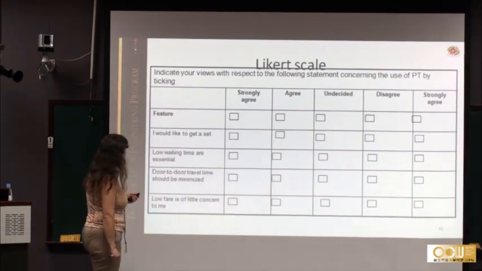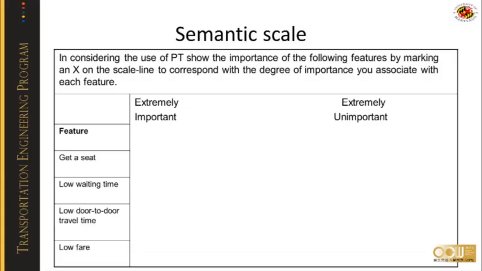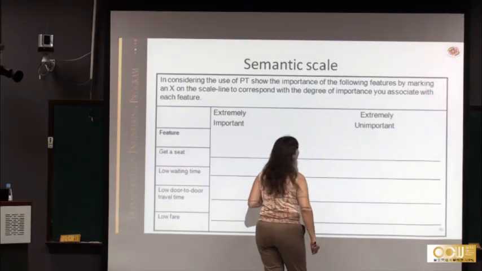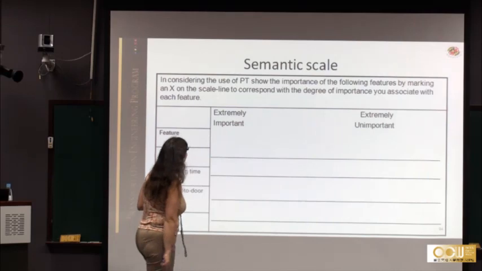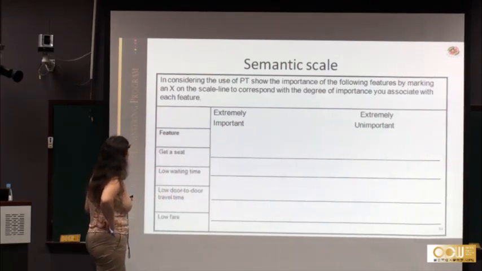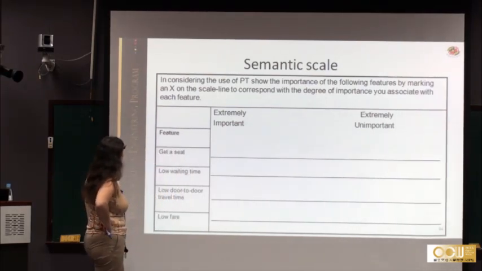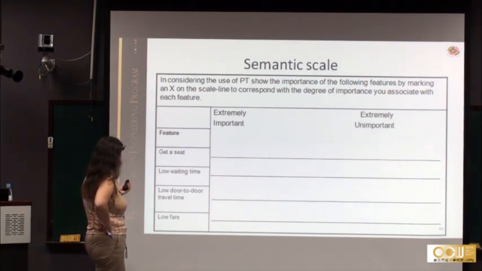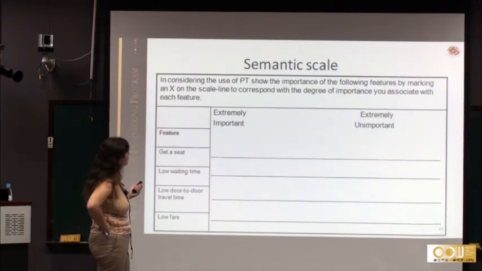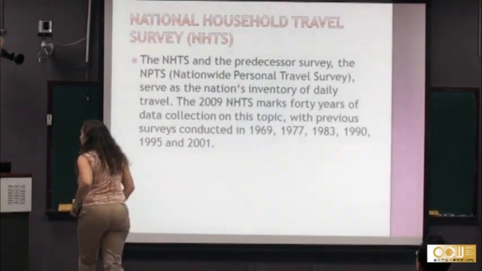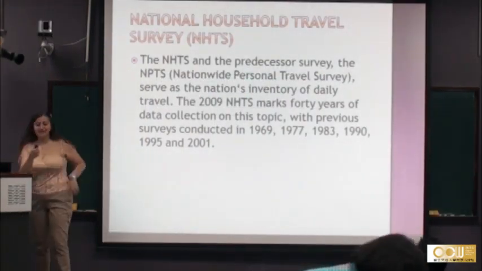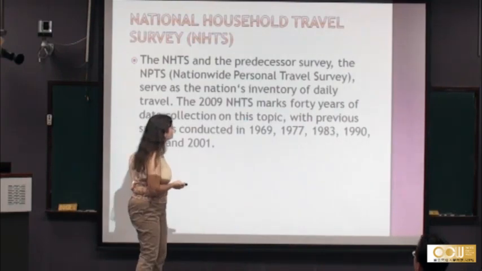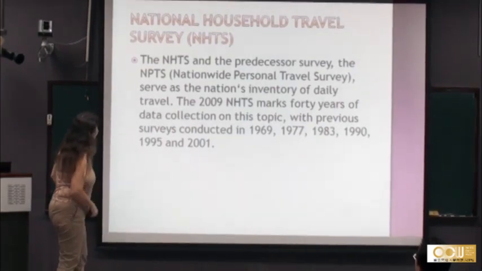This is also a semantic scale. So you can cross at any point in this line in order to see how important it is for you, get the seats, waiting time, door-to-door travel time, and low fare. So this is a way to report. This has been prepared by my student, Alice, for one of the classes that she gave.